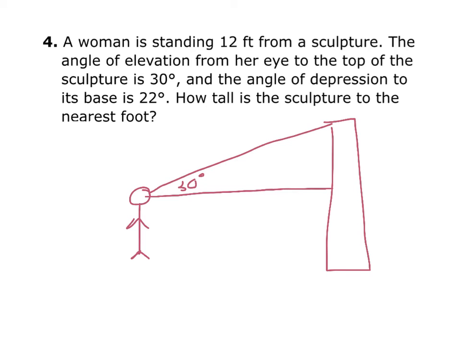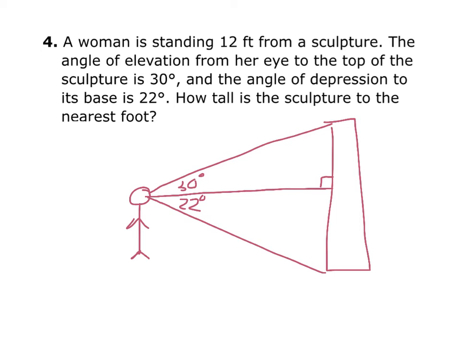Down from where? From the eye, right? From where to where? Isn't it from the horizontal line all the way down to the bottom of the sculpture? From here to here? Okay, perfect. So the angle of depression from her eye to the bottom of the sculpture is 22.